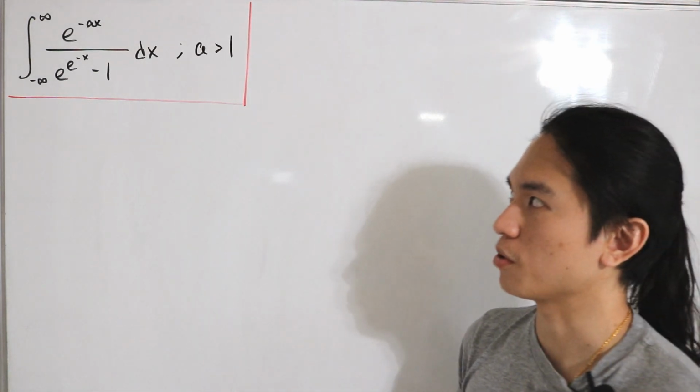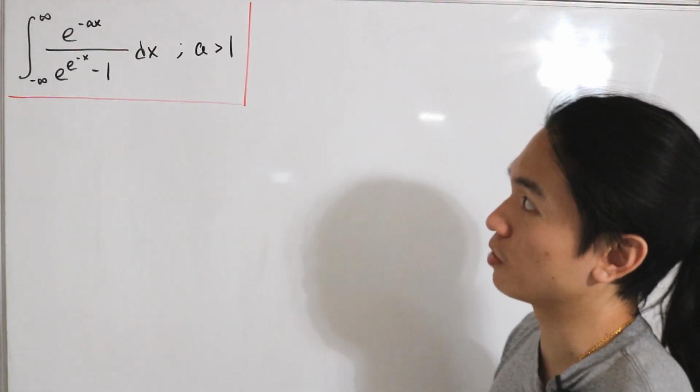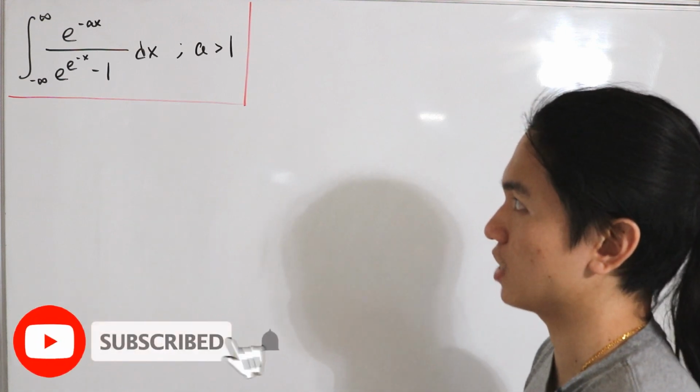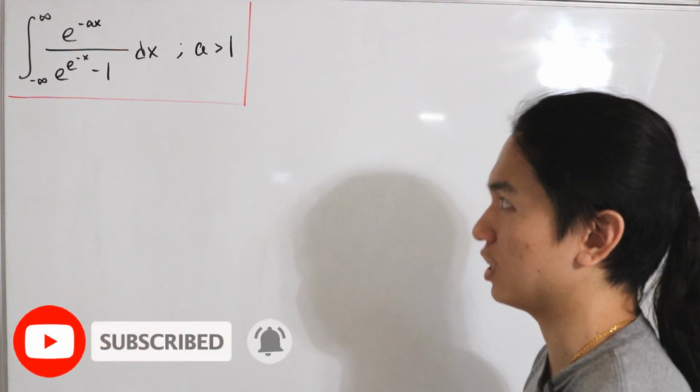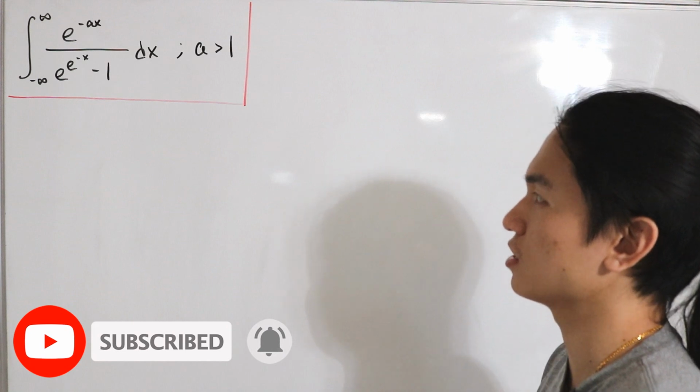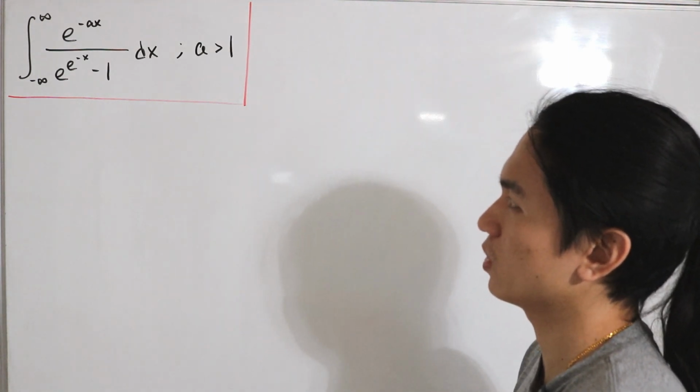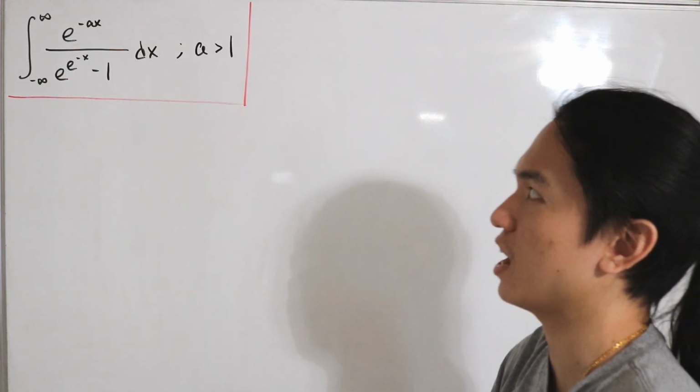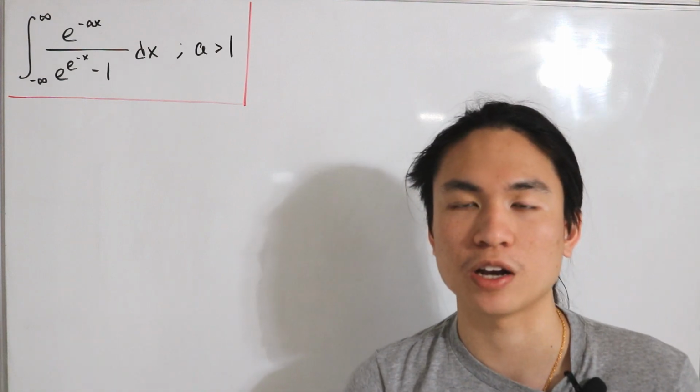Here's a little improper integral, and we have that the integrand is e to the power negative a times x divided by e to the power negative x, and then subtract 1, dx. And we also have that the condition must be that a has to be strictly greater than 1.